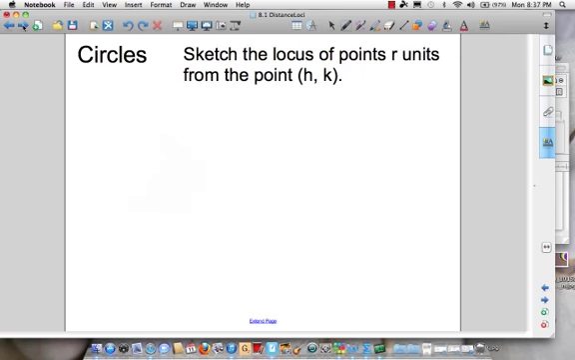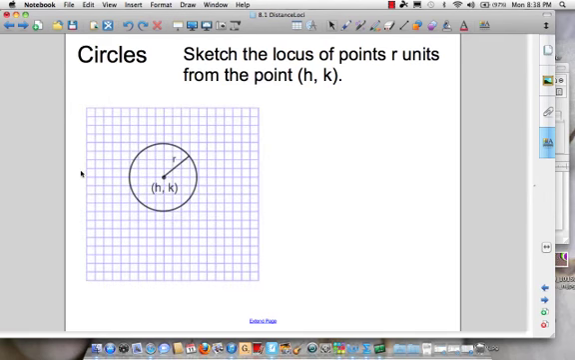Now I'm going to talk about what a locus is. A locus is a description of a set of points. So the problem you see here says, sketch the locus of points that are r units from the point (h, k). Well, you should remember enough from geometry to know that if you have some point (h, k) and you take a bunch of other points that are exactly the same distance away from it, in this case r, you're going to get a circle with a radius r.